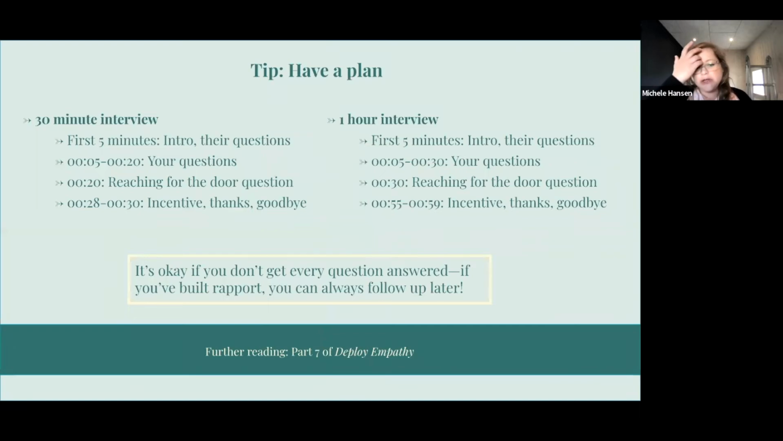But for example, here is an example plan for an interview. For a 30-minute interview, first 5 minutes is the intro and their questions. Your questions, the first 15 minutes, doing the reaching for the door question at 20 minutes, which is sort of a fake out to ending the interview, and then wrapping up. This reaching for the door question is the most important question that I ask in any interview.